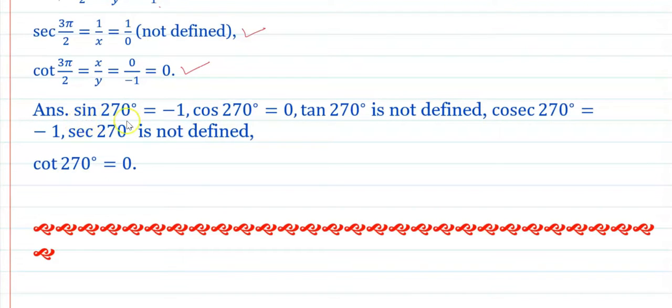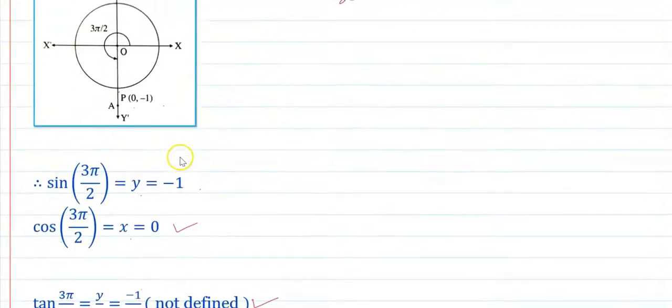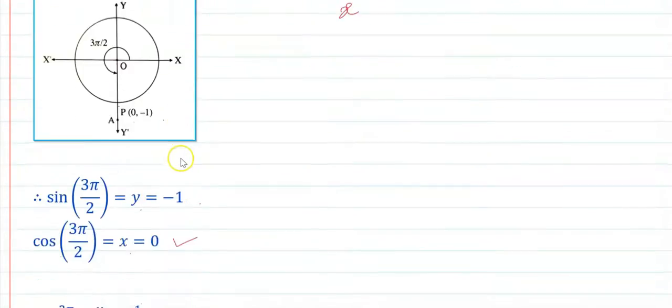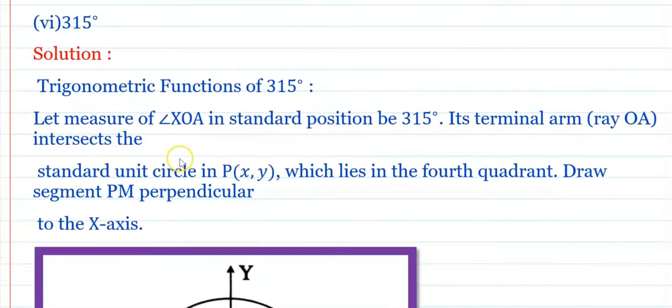And hence, these are all the values. Sine of 270 is minus 1. Cos of 270 is 0. Tan of 270 is not defined. Cosec 270 is minus 1, sec of 270 is not defined, and cot of 270 is equal to 0. Okay. Normal question, it is a quadrantal angle. Next, 315. The trigonometric functions of 315.